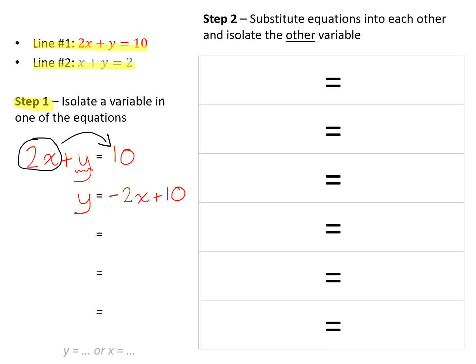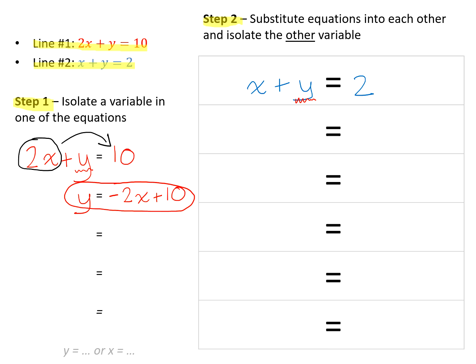The next step is to substitute equations into each other and isolate the other variable. Since we started with the red equation, I'm going to be using the blue equation here. So x plus y equals 2. This is where the substitution occurs. Since I know that y is equal to negative 2x plus 10, and I have a variable of y over here, I can substitute that in.